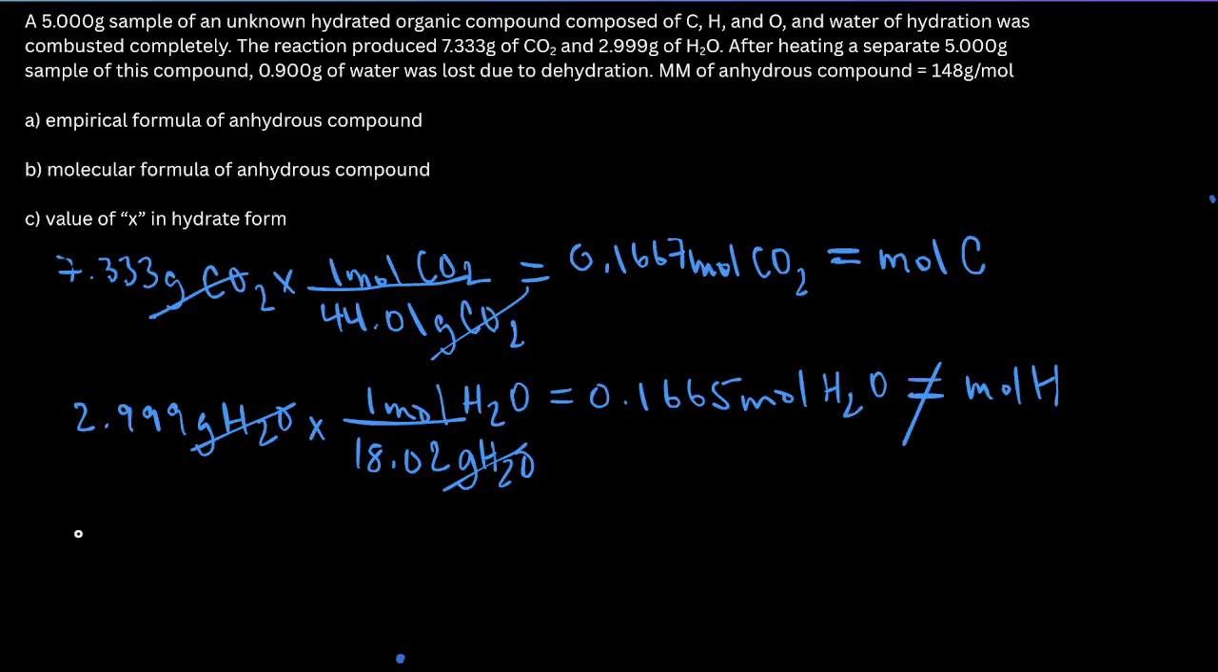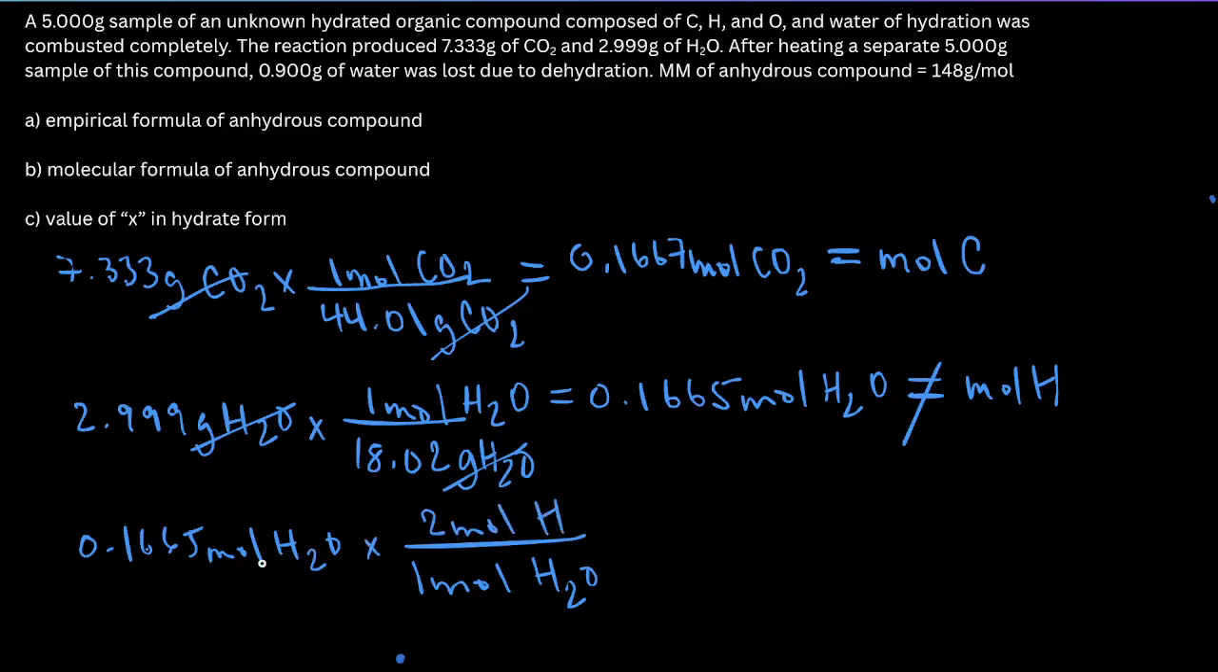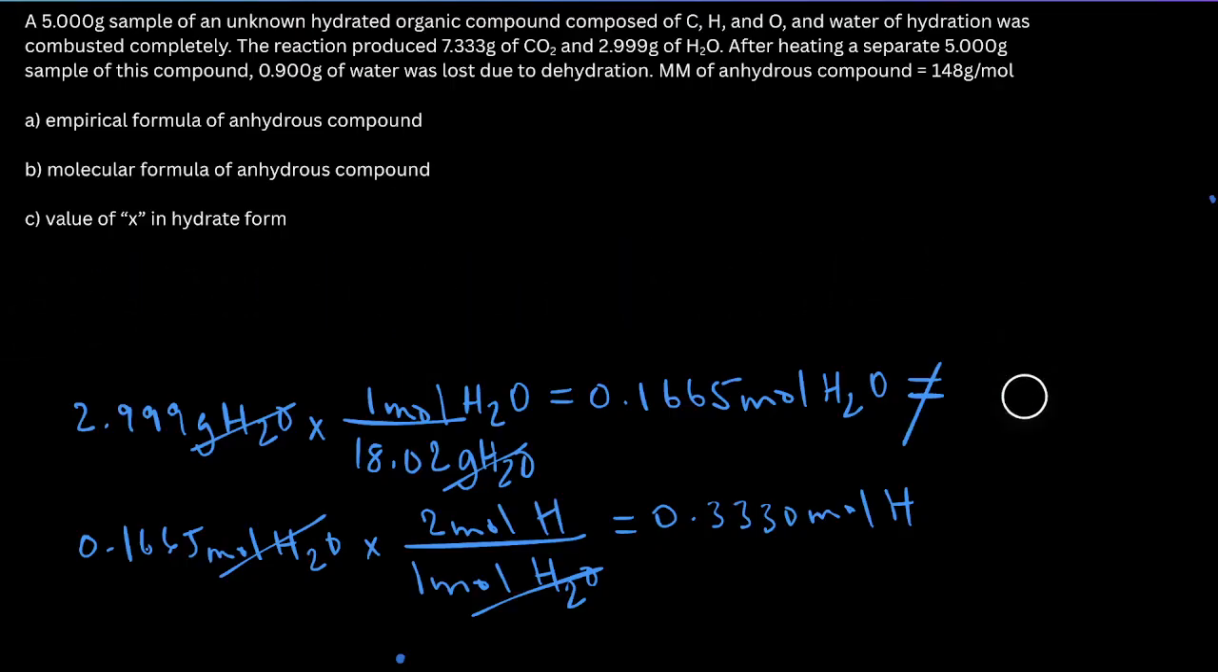Setting this up stoichiometrically, we have our 0.1665 moles of H2O, and for every mole of water, we actually have 2 moles of hydrogen, so we effectively just have to multiply this number by 2. And that gives us 0.3330 moles of hydrogen. And this is our moles of hydrogen. Okay, let's keep these numbers in mind. I'm just going to clear this up to make some room for the next step.